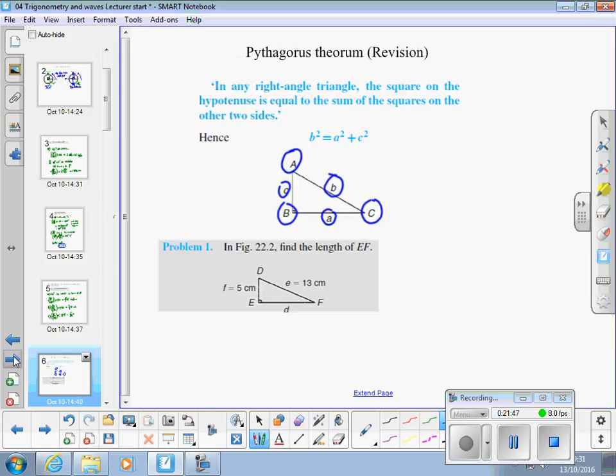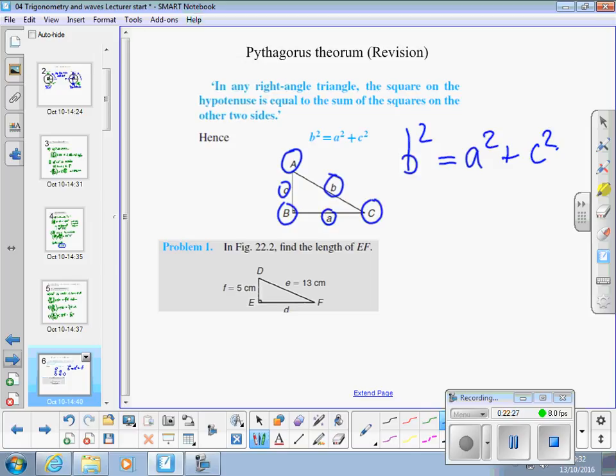It's a little bit small on the screen, but it says that the square on the hypotenuse, i.e. lowercase b squared, is equal to a squared plus c squared. Well spotted. I'd normally label the right angle A actually, if that was me, but it doesn't really matter as long as you read it correctly, and I didn't.